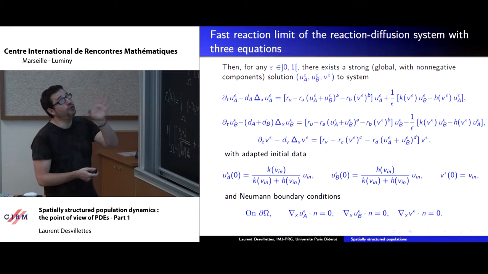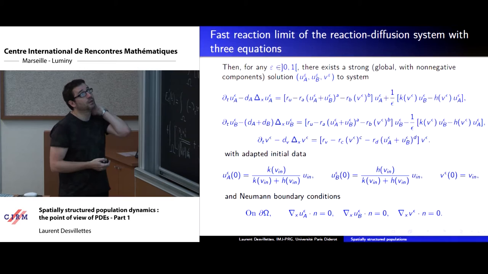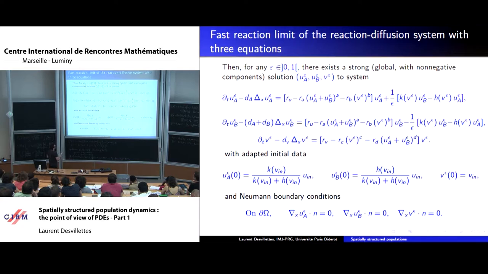Then the first thing is that you write here the microscopic model in a case which is a sort of extension of what was proposed by Shigesada, Kawasaki, and Teramoto, in which you replace the logistic terms by things with arbitrary powers. So you have powers A, B, C, and D here, which can be arbitrary. And you take initial data which are adapted. I don't want to say too much about this either. Plus Neumann boundary conditions. And so the first thing is that for a given epsilon, there are strong solutions to this problem.